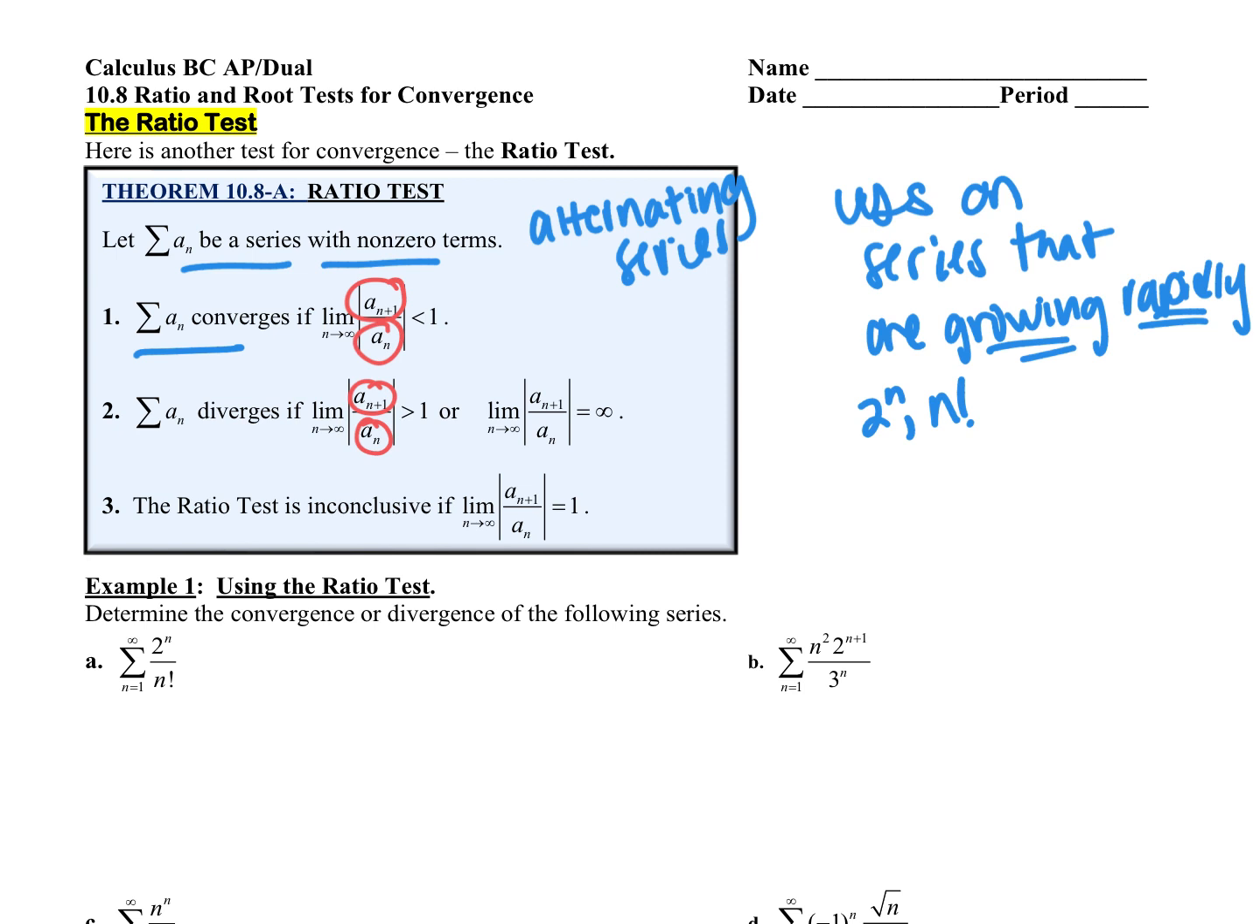So this is a pretty efficient test, helps us out a lot. And if it equals 1, that's the only time that it's inconclusive. So you would have to use something else. So let's see this thing in action.